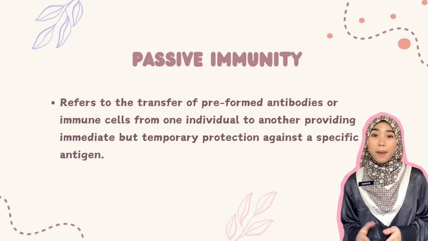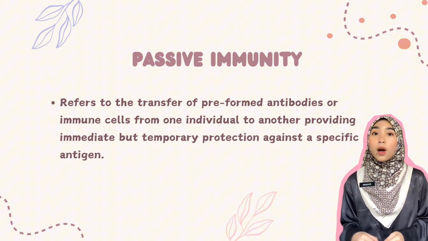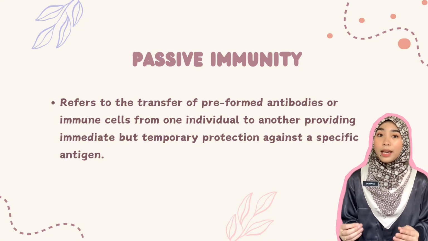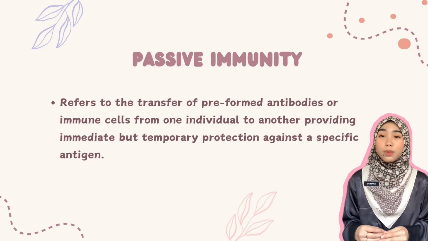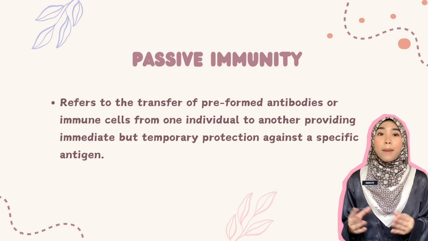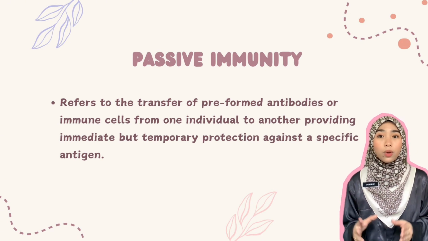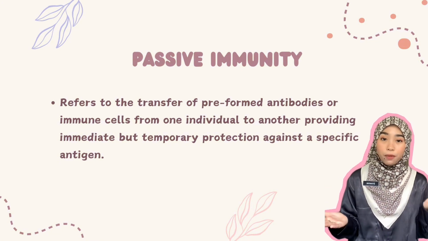Now, moving on to passive immunity. It refers to the transfer of preformed antibodies or immune cells from one individual to another, providing immediate but temporary protection against a specific antigen. Unlike active immunity, which involves the individual's immune system generating its own immune response, passive immunity involves the direct transfer of immune components. There are also two main types of passive immunity, which are the natural and the artificial.